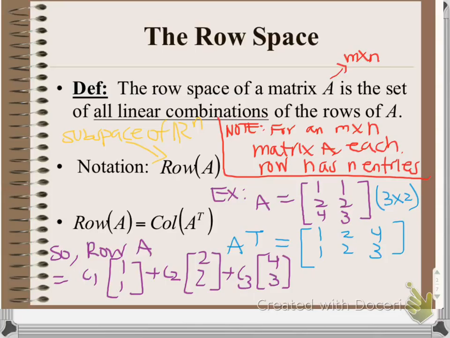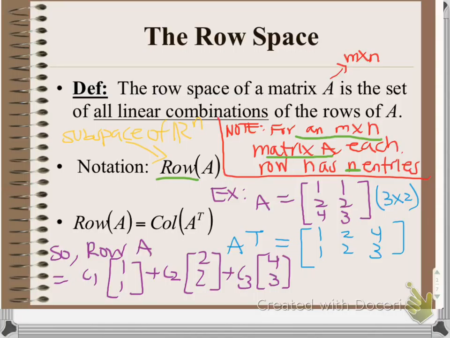Okay, and so just keep in mind here that the row space of A is a subspace of Rn, because for an m by n matrix A, each row has n entries, right? And so that's why it's a subspace of Rn. So I just wanted to give you a brief example.